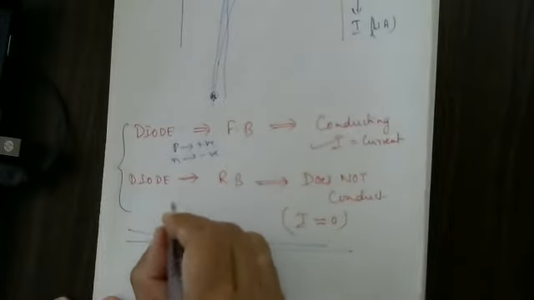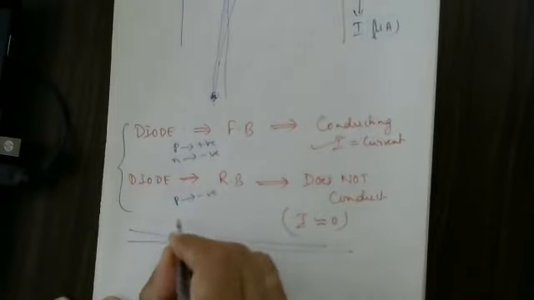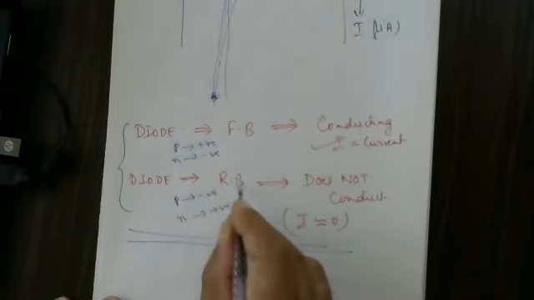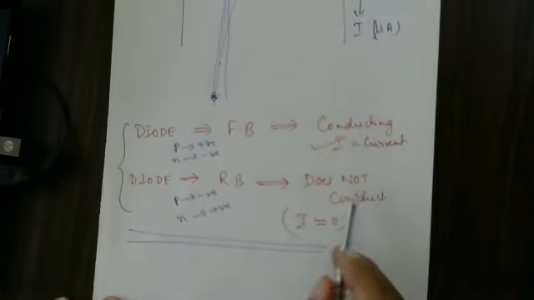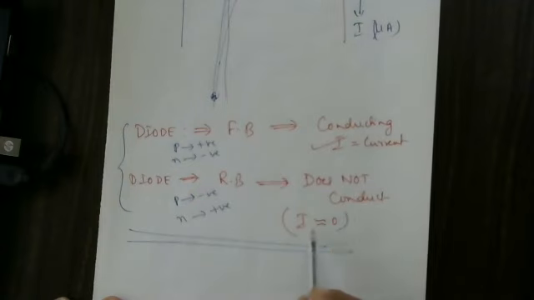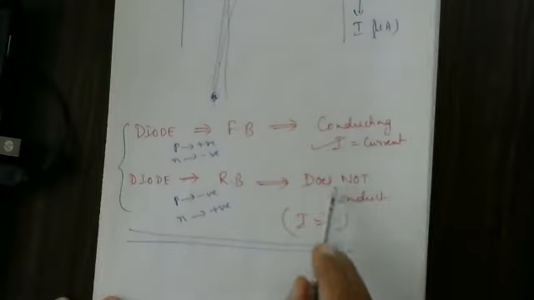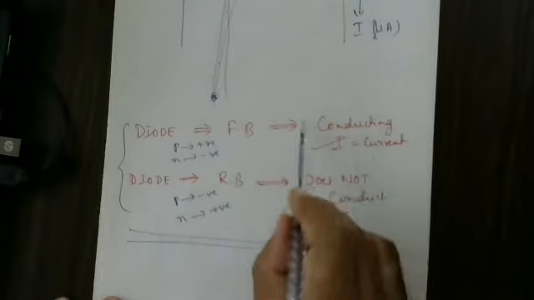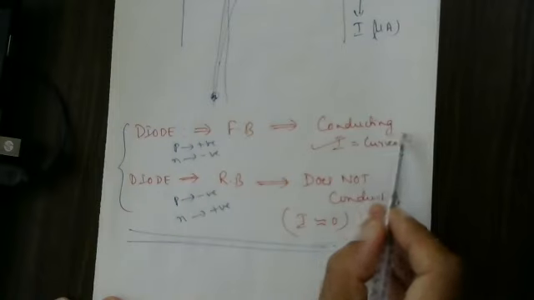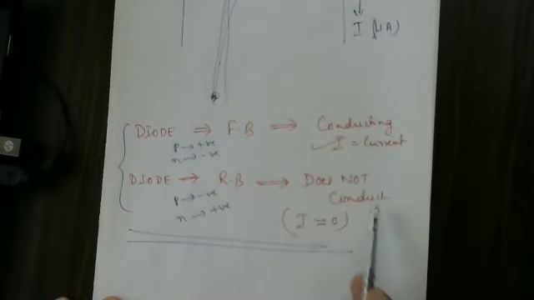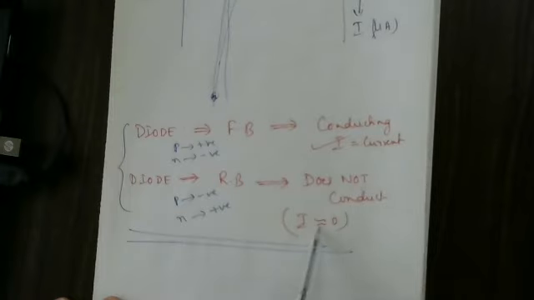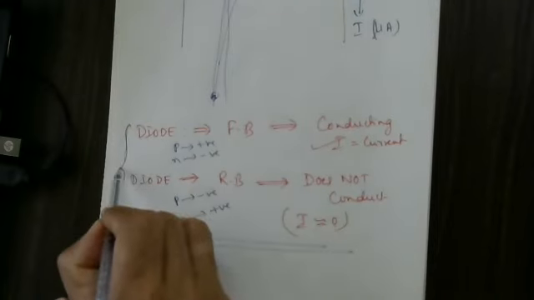If the polarity is changed, P connected to the negative and N connected to the positive, then it is called reverse bias. A reverse biased diode does not conduct. As the diode does not conduct, the current flow is approximately equal to 0 because resistance is very large. The charge depletion region thickness is very large here. Here the charge depletion region thickness is very small, and hence the majority charge carriers are moving here. Here no majority charge carriers are moving. There is a minute current present here, but it is approximately taken as 0 because it is due to the minority charge carriers. Okay, this is the concept here.